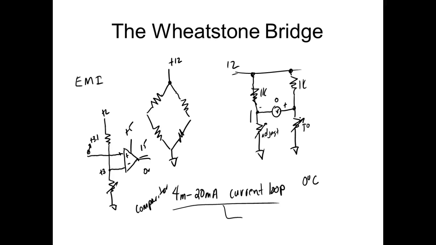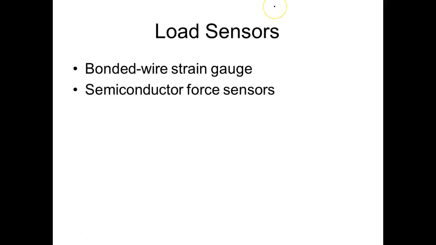And then we still have the ability to do our transfer function, right? How do we calculate transfer function? Out over what? So degrees in, voltage out. Normally we use the maximum, so I get 10 volts at 360 degrees, and then I could get a number of volts per degree. So load sensors, we'll look at bonded wire strain gauges, and then semiconductor force sensors.